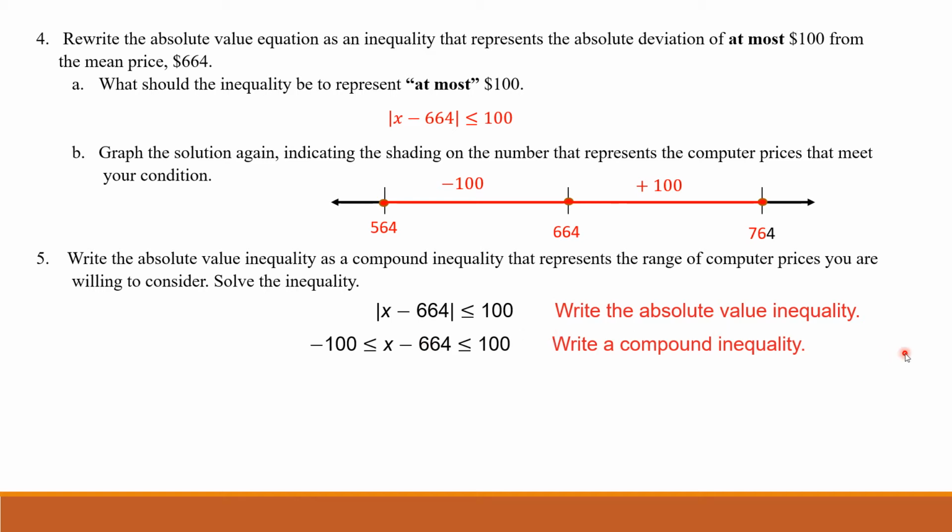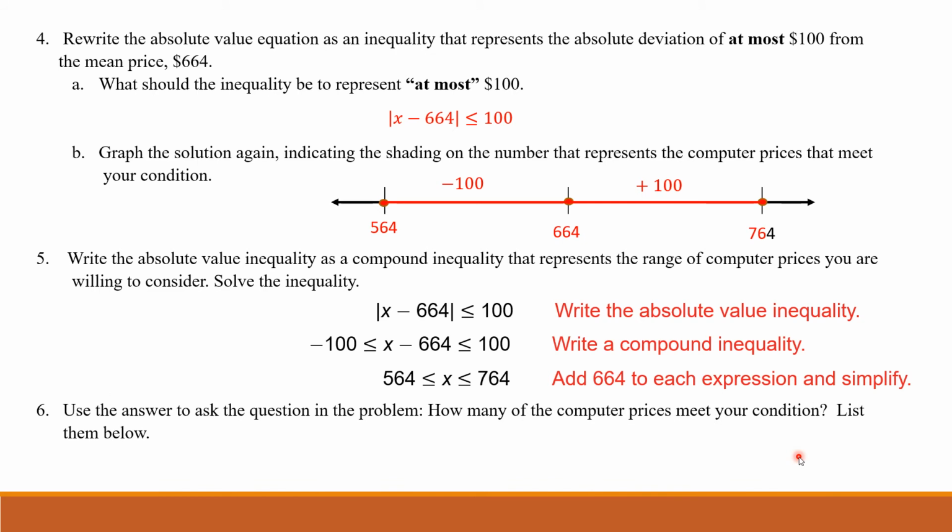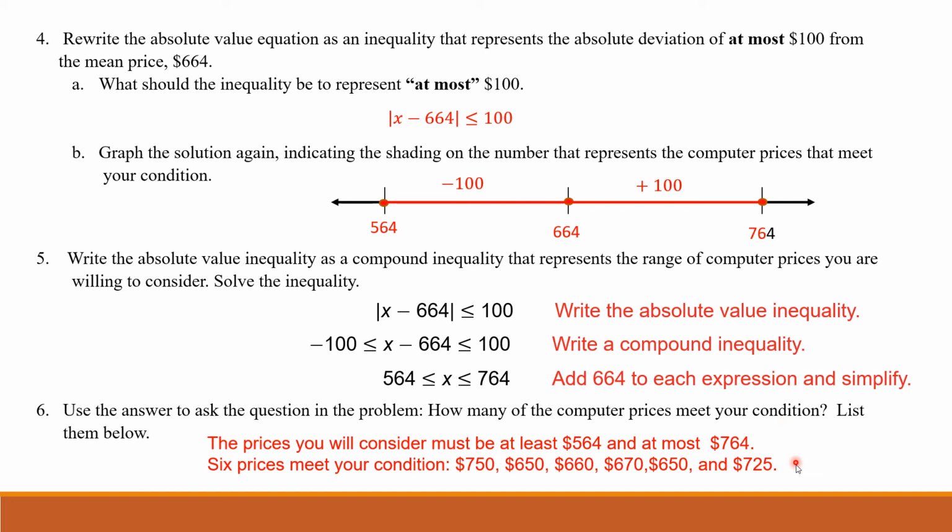Now let's solve it like we reviewed solving compound inequalities. I need to solve for x, so we add 664 to the left, the middle, and the right. Negative 100 plus 664 is 564, and 764 is the right boundary point; these are the boundary points we had already found. Then we'll use our graph to answer the question in the problem: how many of the computer prices meet your condition? We'd go back to the table, and the prices that would meet our condition are these. These are 6 prices that would meet the condition.